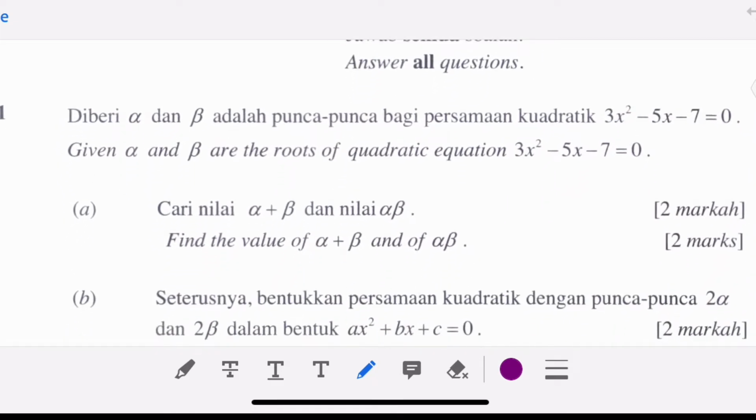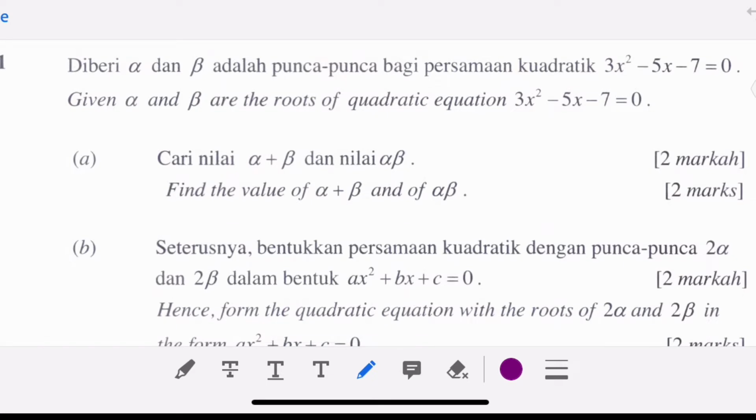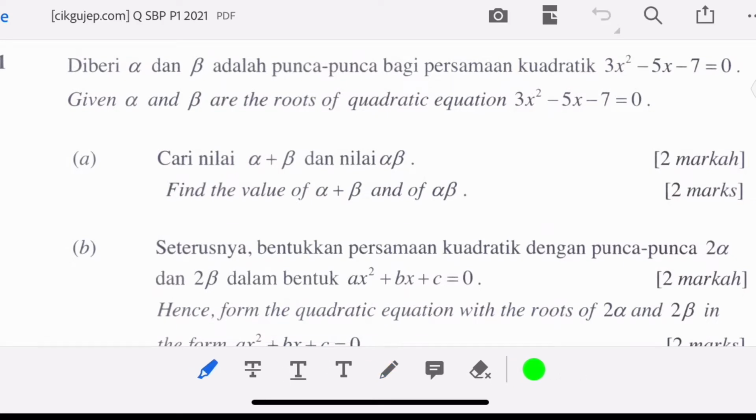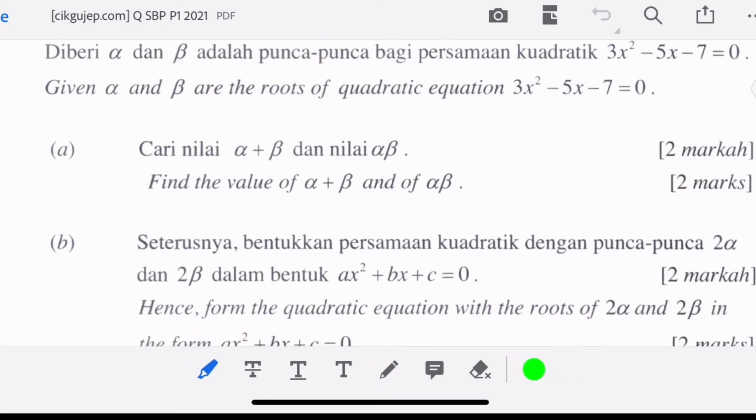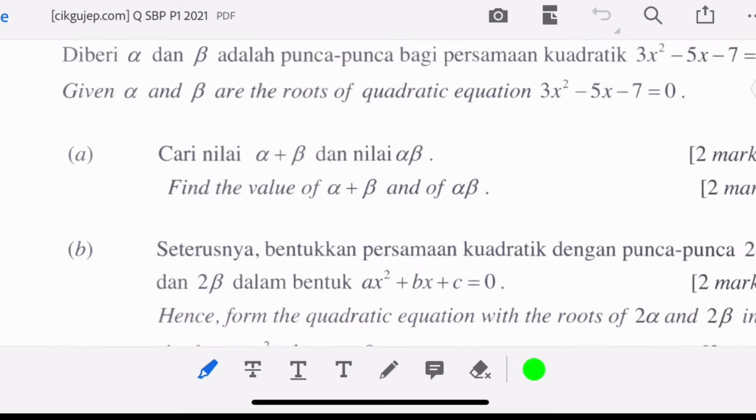Let's get started now. The first question, let's read the question. If you read in BM, you can proceed with the BM. If you answer in English, you can answer in English, but the BM version comes first. So let's see, given alpha and beta are the roots. Okay, the roots are given.